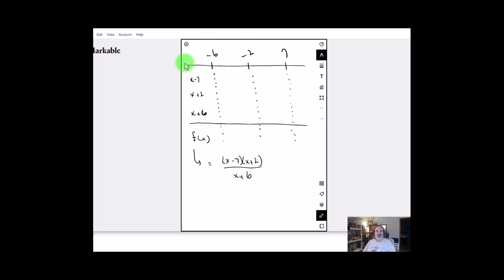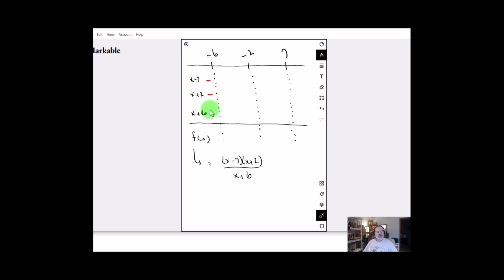We're going to think about the region to the left of -6. All you have to do is pick one representative number and think about it. Like -10. When we're at -10, x minus 7 is going to be negative. If you're already less than -6 and you subtract 7, you're definitely negative. X plus 2: we're already below -6, so adding 2 isn't going to do much. That's still going to be negative.